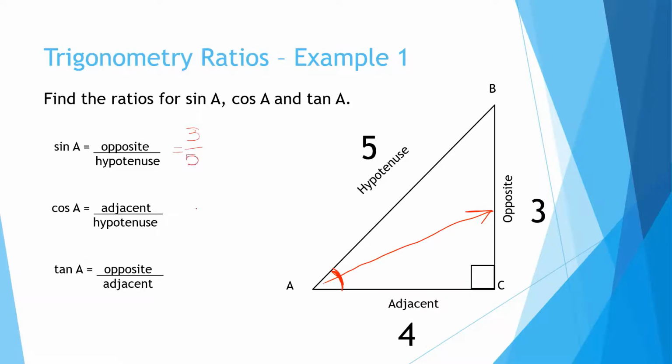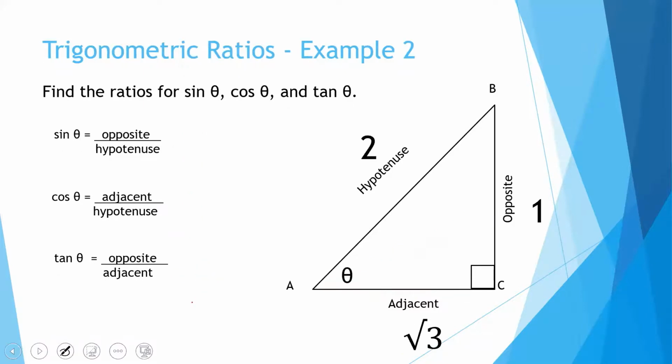Okay, so it's 3 over 5. Cosine, this side right here is adjacent, right? So the number is 4. So it's 4 over 5. And finally, tan doesn't include the hypotenuse. It's just opposite, 3, over adjacent. So it's 3 over 4. All right, let's look at the next one.